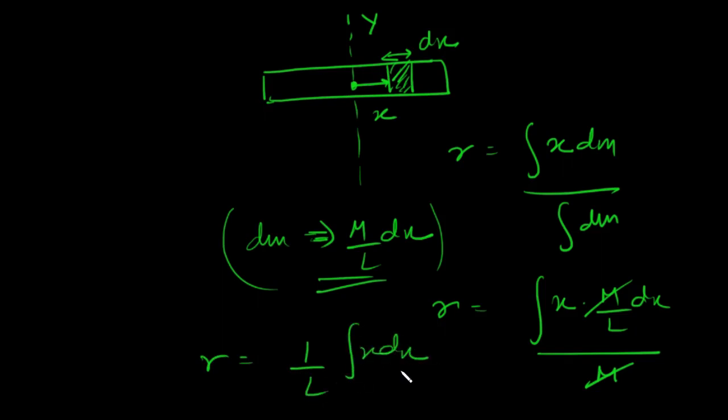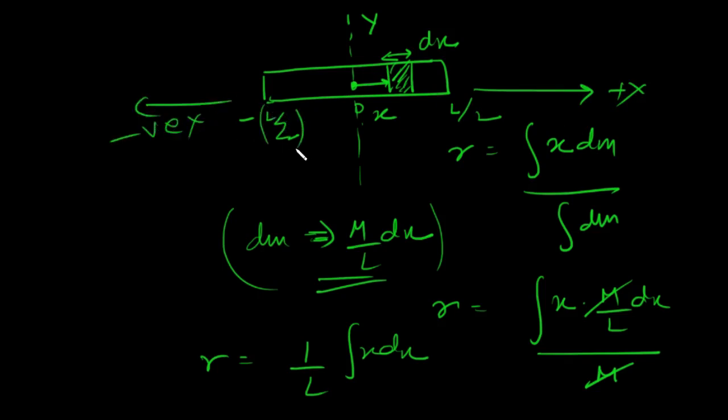Now the limit will not go from 0 to L. The limit will now go from, for example, say if this is 0, this will be L by 2 and this will be minus L by 2. Since we are taking the coordinate system from 0, the positive coordinate here is positive x and here is negative x. This is L by 2. So for the whole rod, the limit will go from minus L over 2 to L over 2. This is obvious.